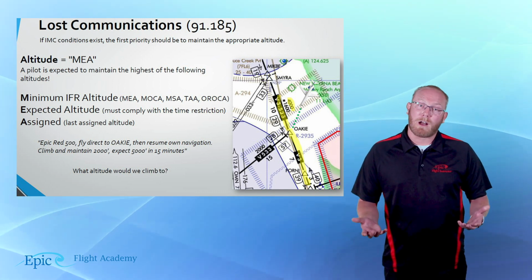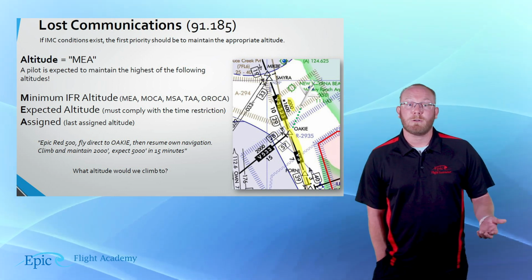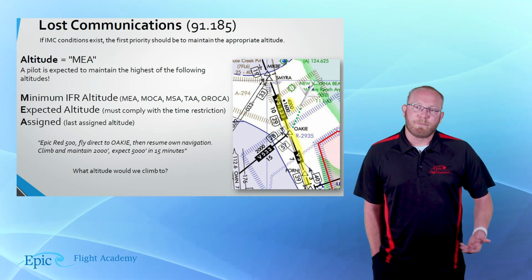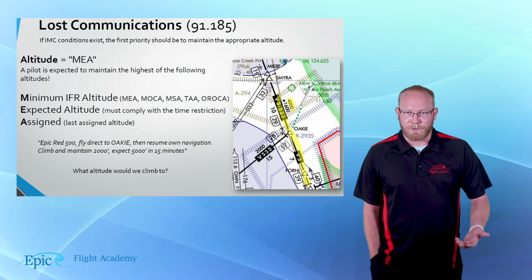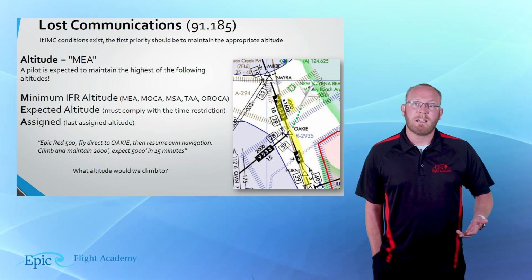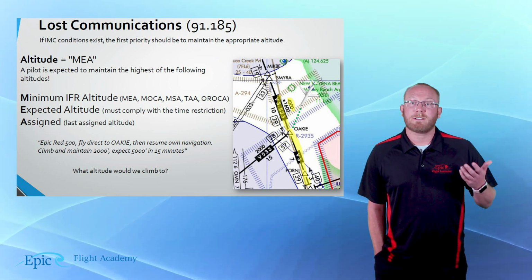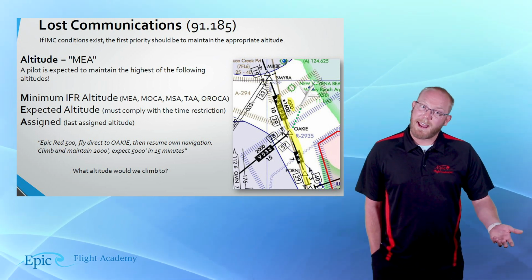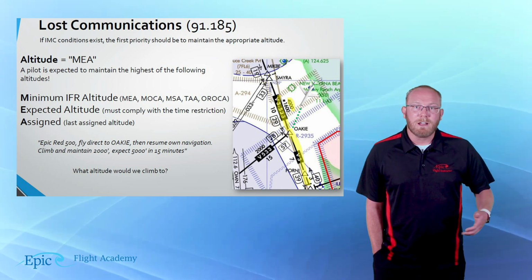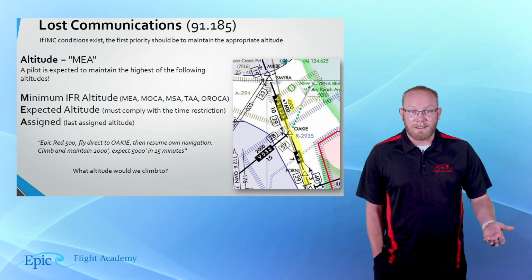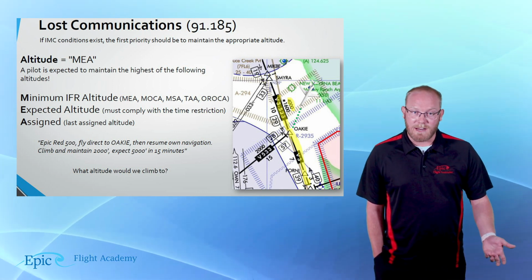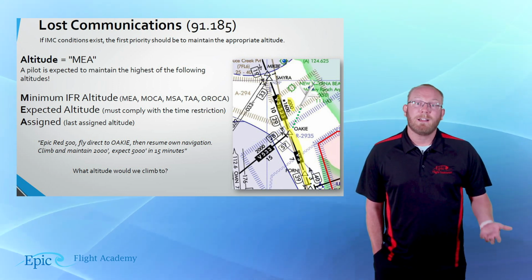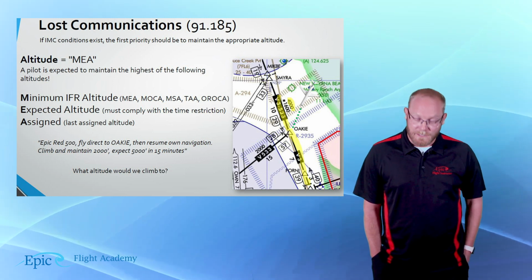These are all different options that you can use when you're determining this minimum IFR altitude. The next, the E, this is your expected altitude. This is usually when ATC will put a time restriction or a time compliance on an altitude they have given you. The last one, A, that is your assigned altitude. So that's going to be the very last thing that ATC has assigned to you. And that is where the MEA acronym comes from that will help you make this altitude decision.